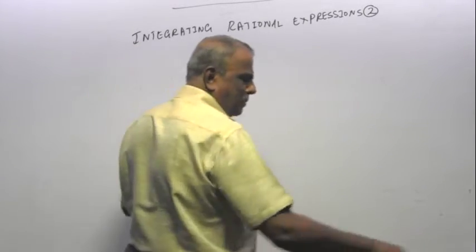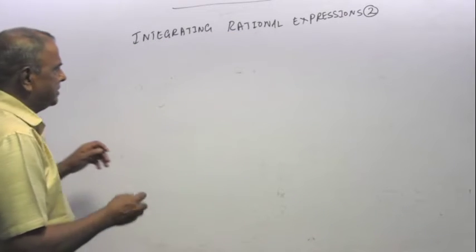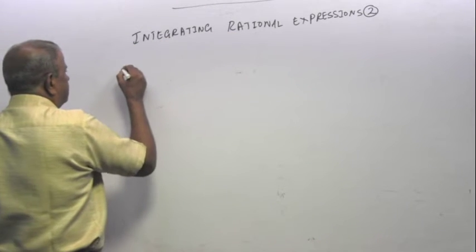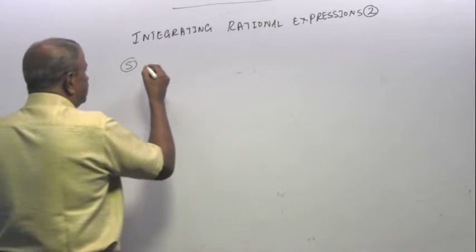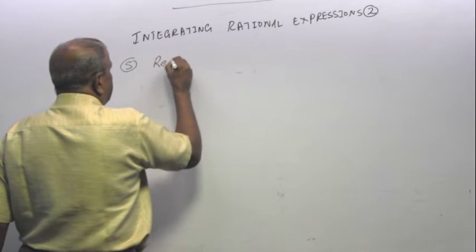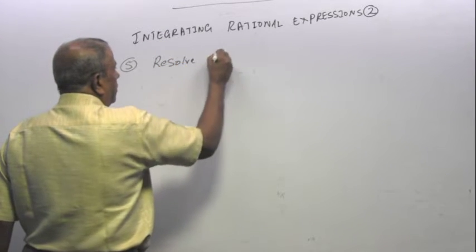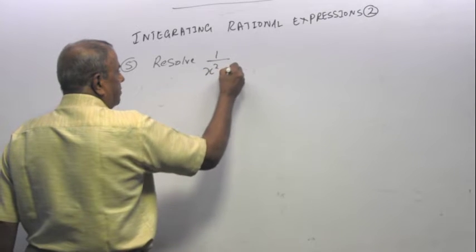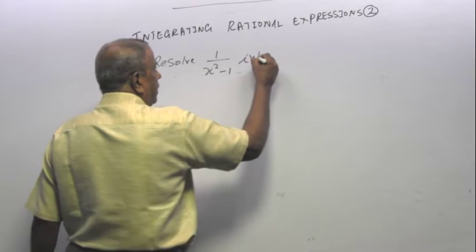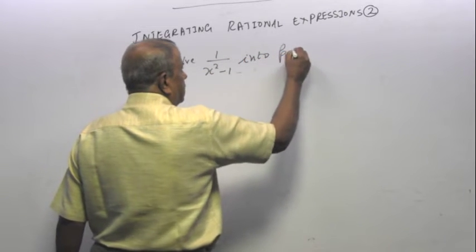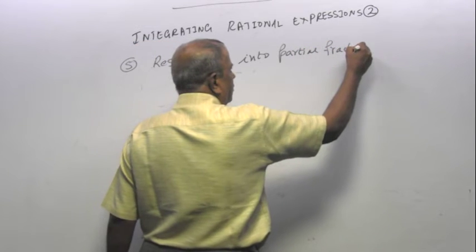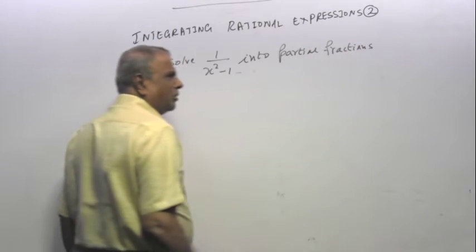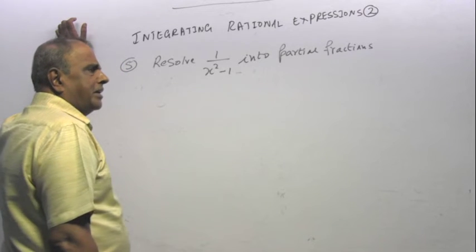I'm going to take up a typical A-level examination question. Number 5. Resolve 1 over x squared minus 1 into partial fractions. Is it 1 over x squared minus 1 or 1 over 1 minus x squared?